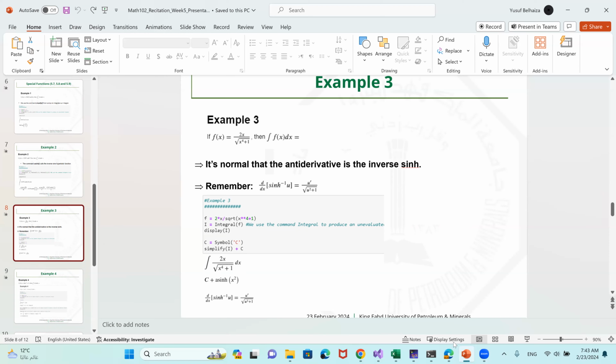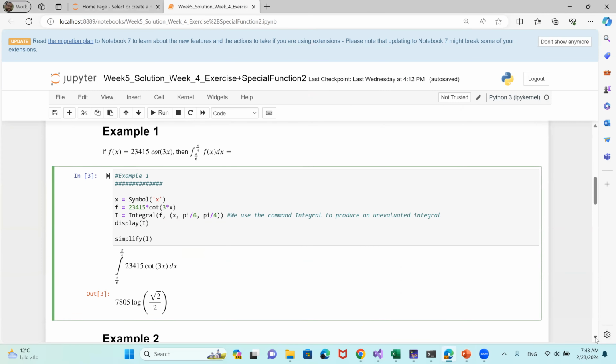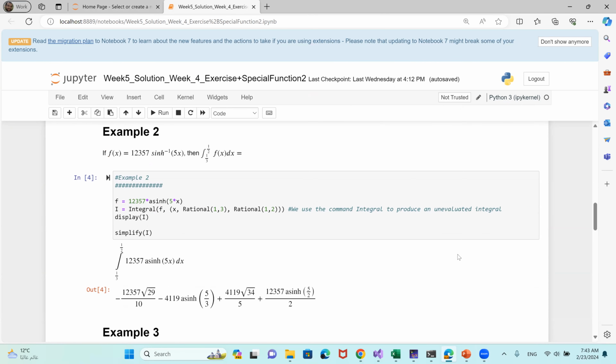Okay, for the Jupyter Notebook file, here we go. I think we left at example 1. That was example 2. The integration from 1/3 to 1/2 of 12,357 sine hyperbolic inverse of 5x. And this is how it's running. Integral from 1/3 as a rational to 1/2 as a rational of f of x dx. And this is what we just got.